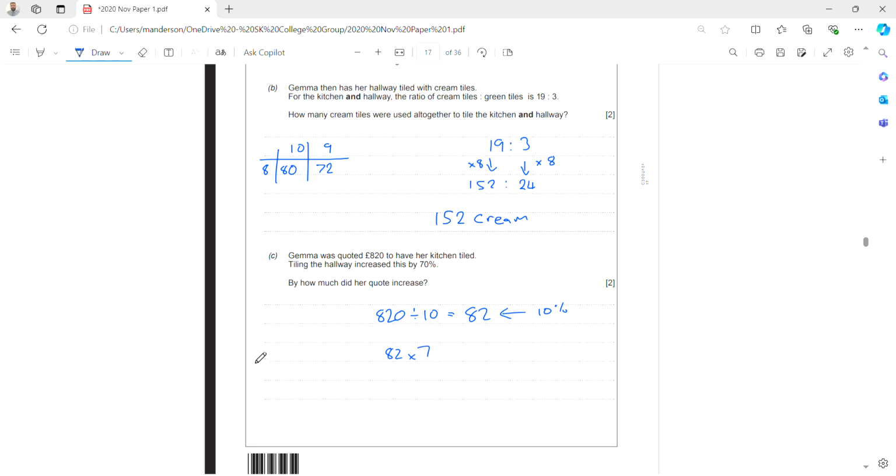And again, I'm just going to do this over the side over here. So I'm going to split my 82 into 80 and 2. 8 times 7 is 56 with a 0, and 2 times 7 is 14. Add those two together and I get 574. So our final answer is £574.